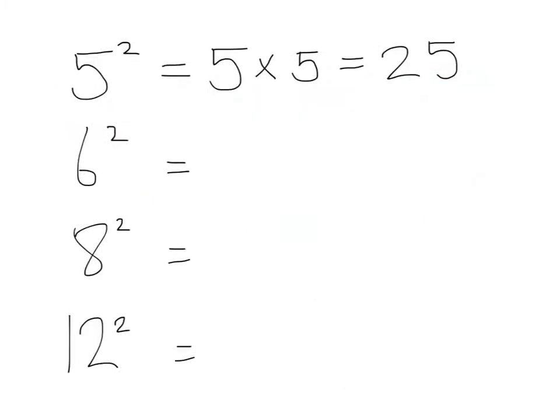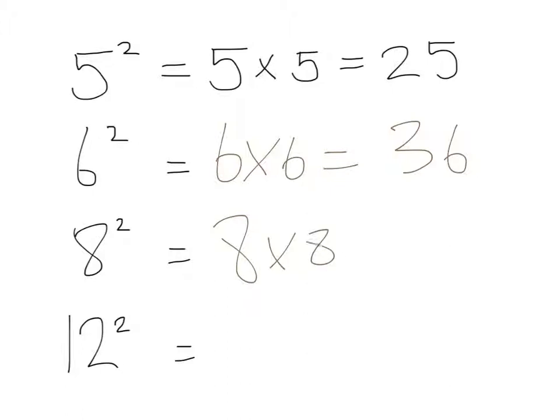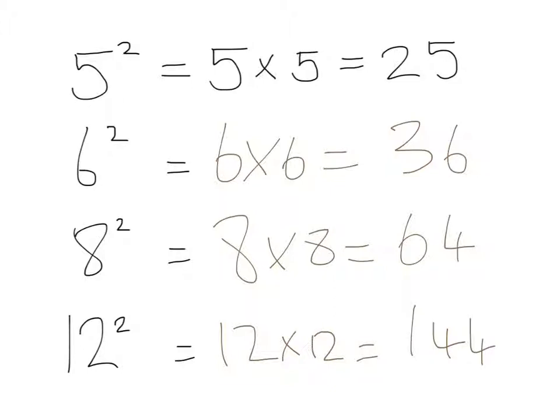So a square number is a number multiplied by itself. 5 squared equals 5 times 5, so it equals 25. 6 squared equals 6 multiplied by 6, and 6 sixes are 36. So 6 squared is 36. 8 squared, 8 multiplied by itself, would be 64. And 12 squared would be 12 multiplied by 12, which would give us 144.